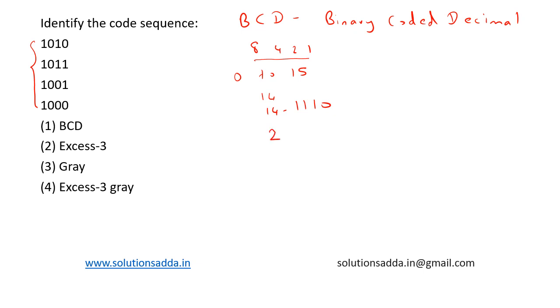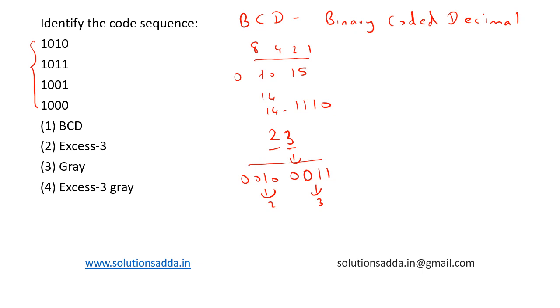But take 22, or assume 23. Here we split each digit. 3 will be represented in 4 bits as 0011, and 2 will be represented as 0010. This will be the representation of 23. So this represents 2 and this represents 3. So this is binary coded decimal.